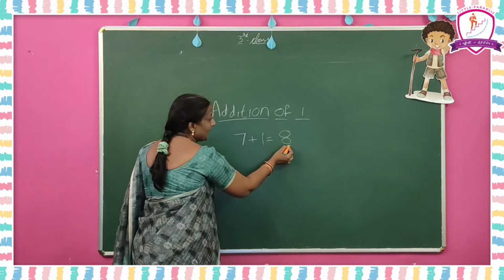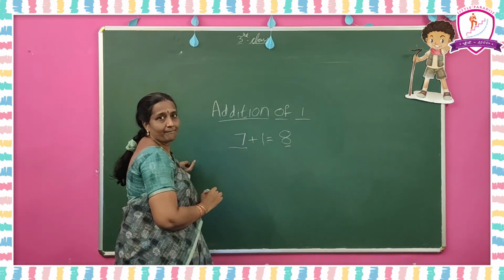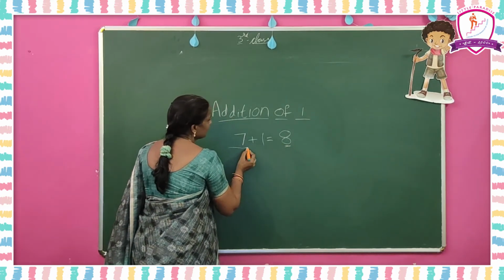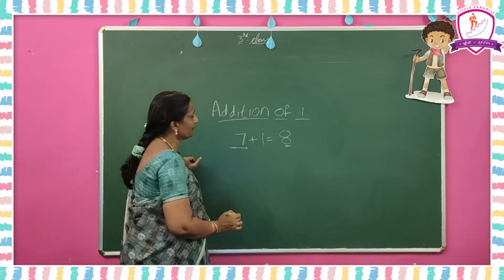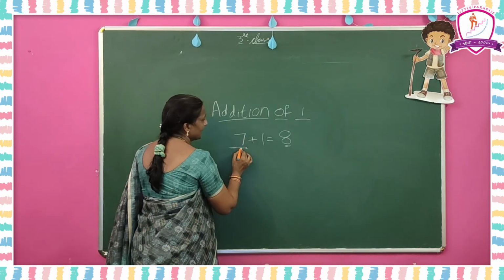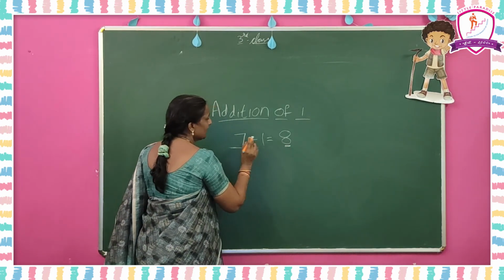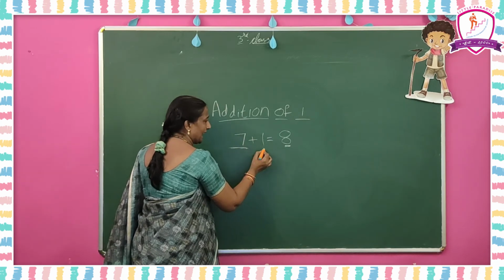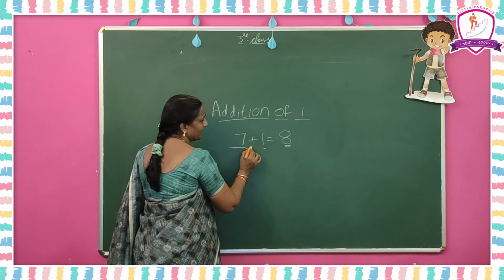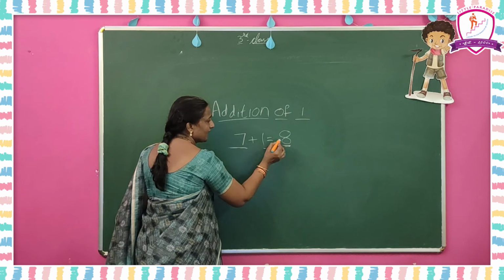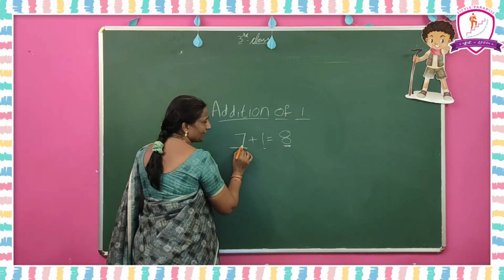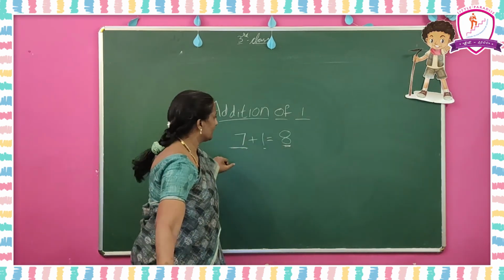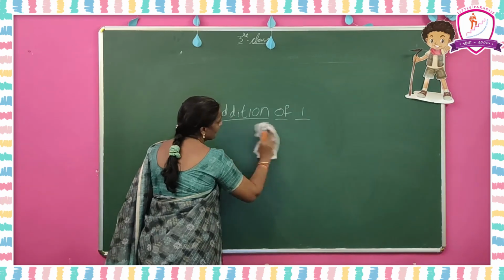We know that 8 is the successor of 7. If we add 1 to any number, we get the successor. Here we take 7 and we add 1 to 7. We got 7 plus 1 is 8. Here 8 is the successor of 7. This is addition of 1. Take one more example.